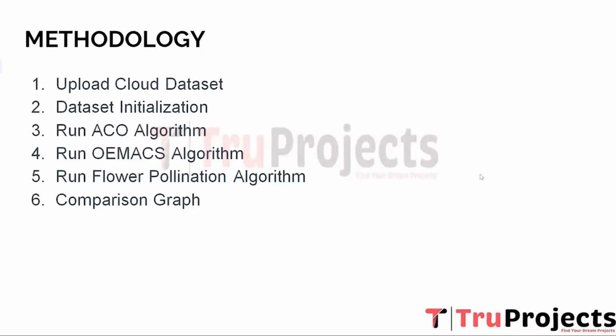Fifth, run flower pollination algorithm. The flower pollination algorithm is a bio-inspired optimization technique that mimics the pollination behavior of flowers. This algorithm explores multiple potential solutions in parallel, allowing for a more efficient and adaptive search process. By applying the flower pollination algorithm to the cloud dataset, the system can efficiently search for optimal configurations and resource allocations to minimize energy usage.